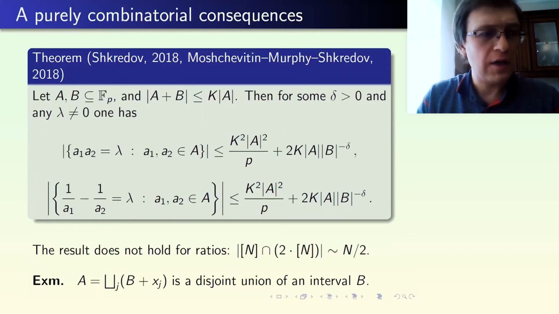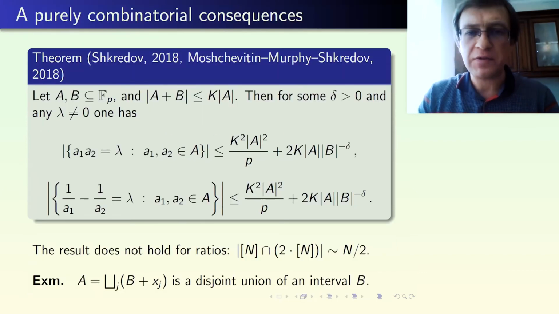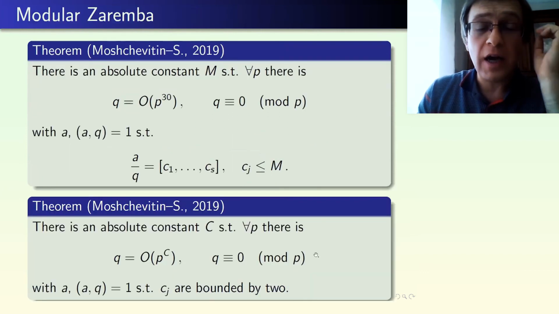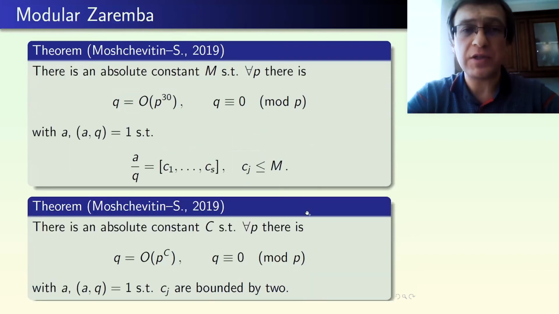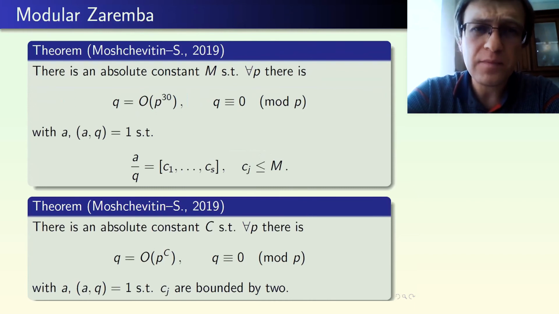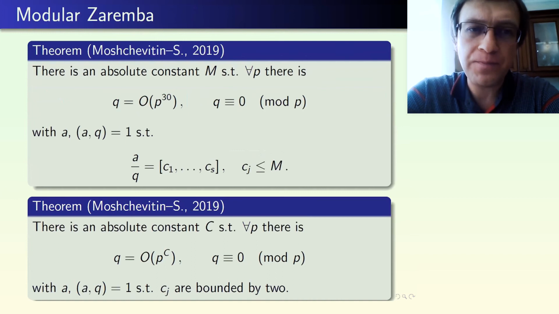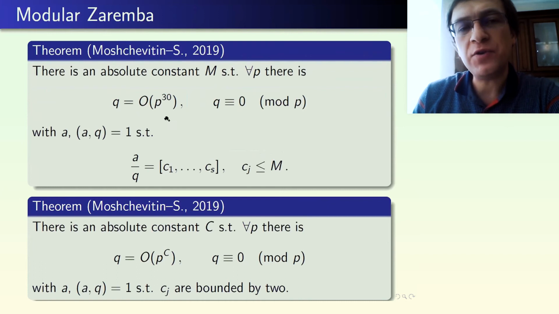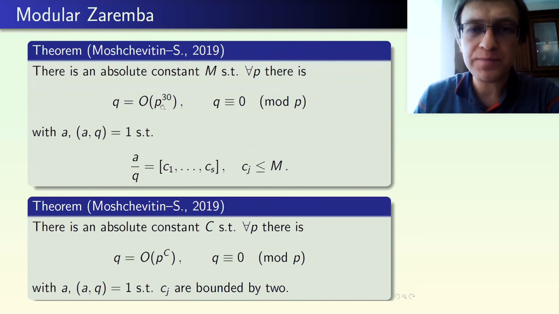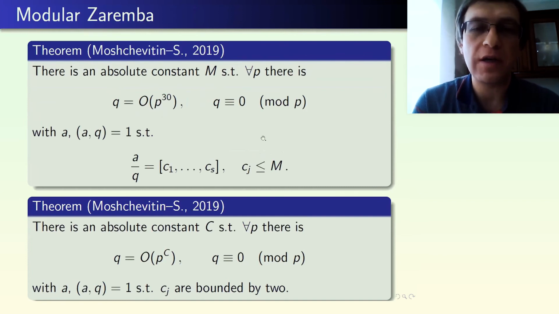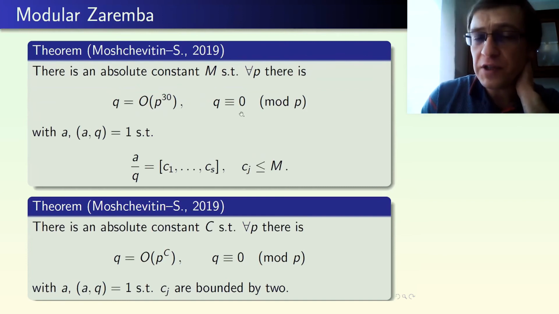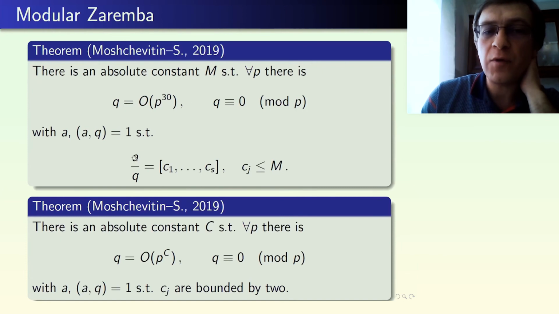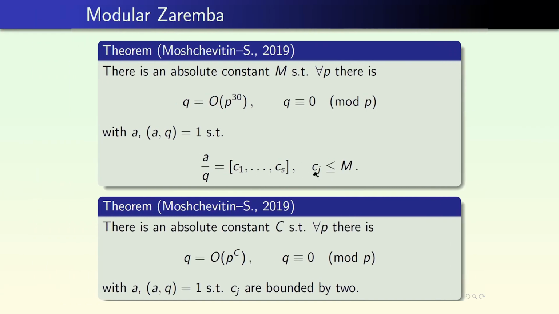So I think I will skip pure combinatorial consequences of this, and let's say a little bit about our new results. The first one is in our joint paper with Moshchevitin. It's the so-called modular Zaremba conjecture. Now we take a prime p, and we want to find q maybe larger than p. You see, for us it is p to the third. Such that q is divisible by p, and a over q has all partial quotients bounded by M.